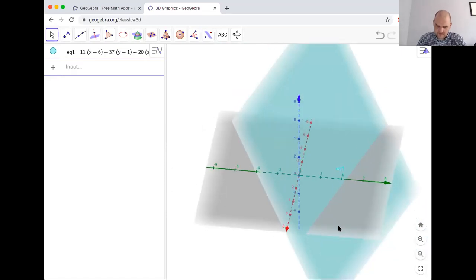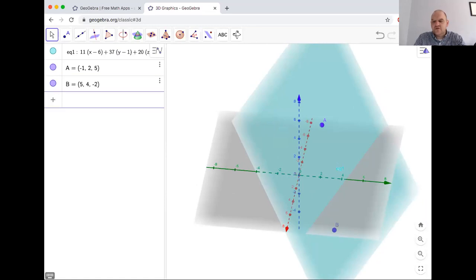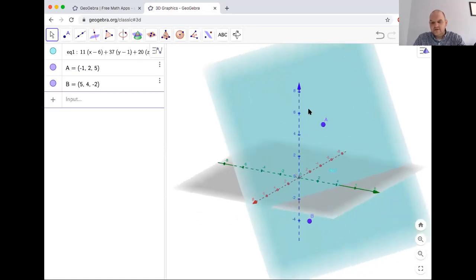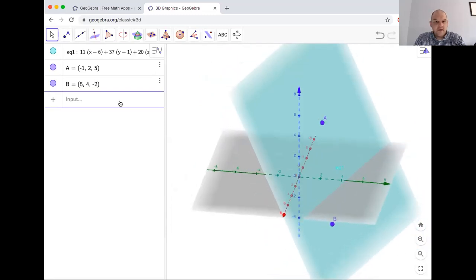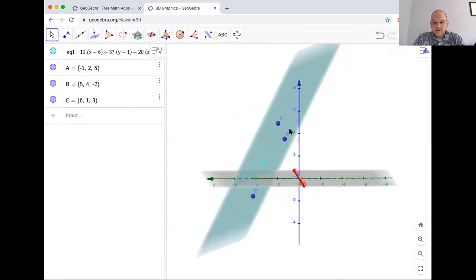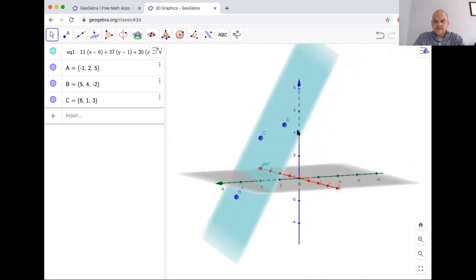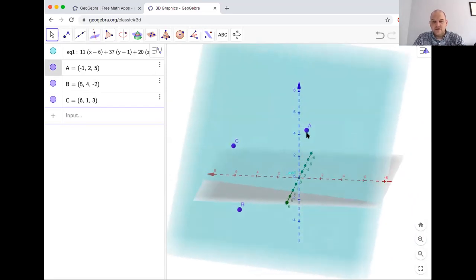And now what I'll do, I guess, is plot those 3 points. So let me see if I can get those. I think that the point -1, 2, 5 is in the plane. I think that the point 5, 4, -2. This is so nerve-wracking because this is when I find out if I have to remake this entire video. 2 for 2, and then 6, 1, 3. There you go. That is the plane that contains those 3 points. So that was a good one.